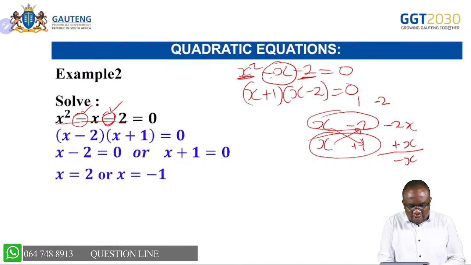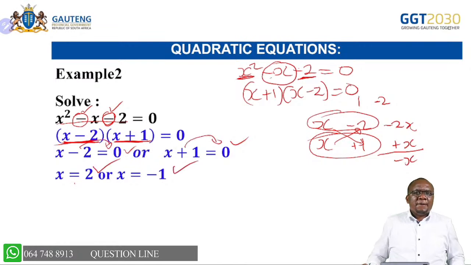Right. And then it means x minus 2 is equal to 0 or x plus 1 is equal to 0, like we have here. You see that? And then you transpose, and we get our solutions there. Okay? Right. Let's move on.